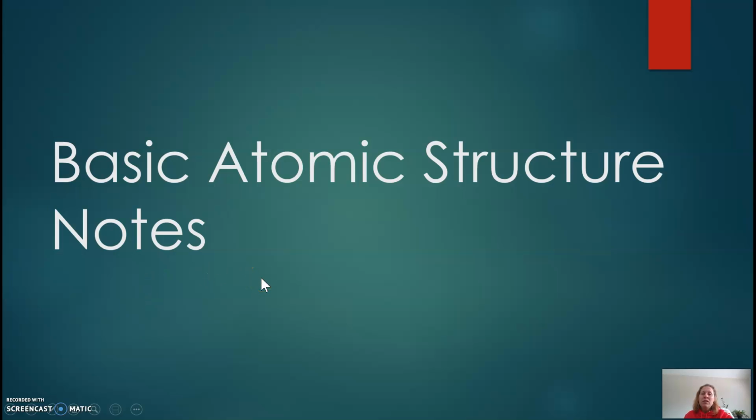Yay! Today we're technically starting a new unit. This new unit is going to be atomic structure and naming compounds. That's what we'll do this week and next week, maybe into the following week. It's kind of important, this naming stuff, but atomic structure.